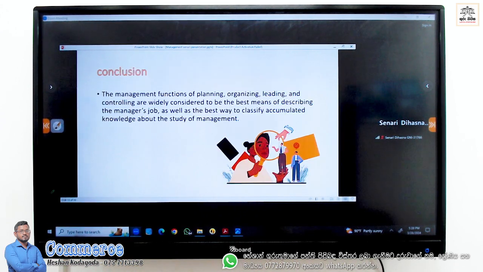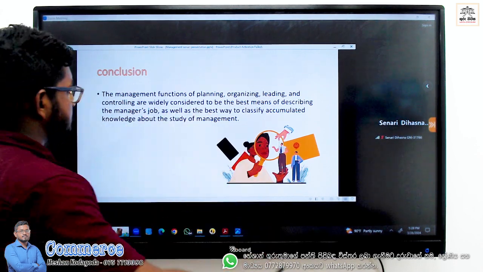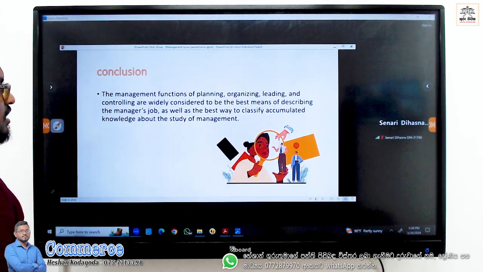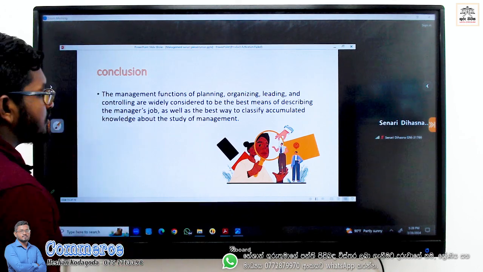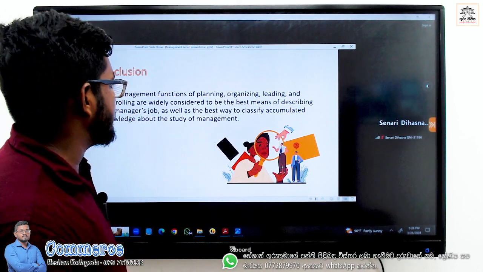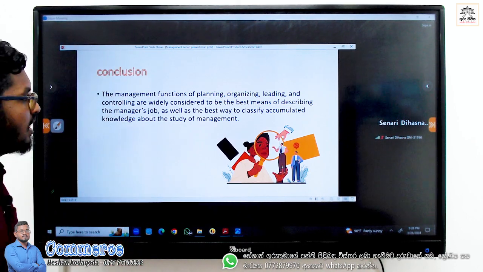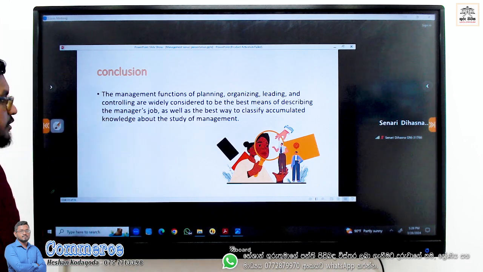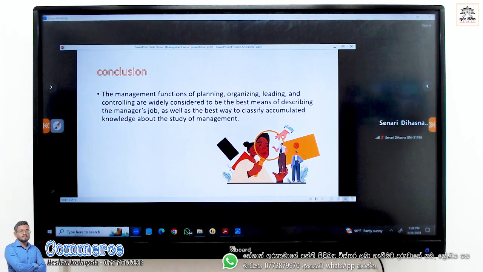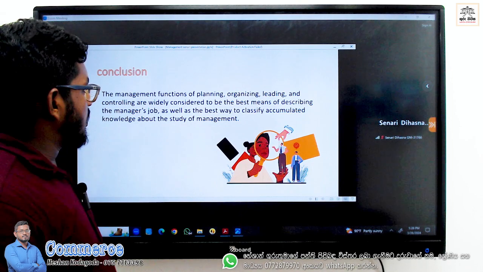Okay, conclusion. Very good, there's a conclusion as well. The management functions of planning, organizing, leading, and controlling are widely considered the best means of describing the manager's job, as well as the best way to classify accumulated knowledge about the study of management. Right, so I think that's the end, right?